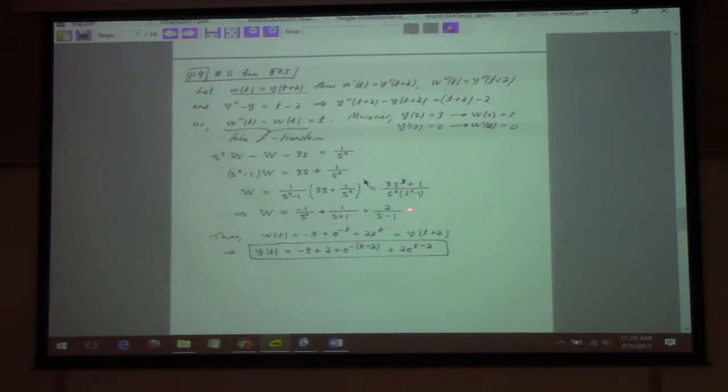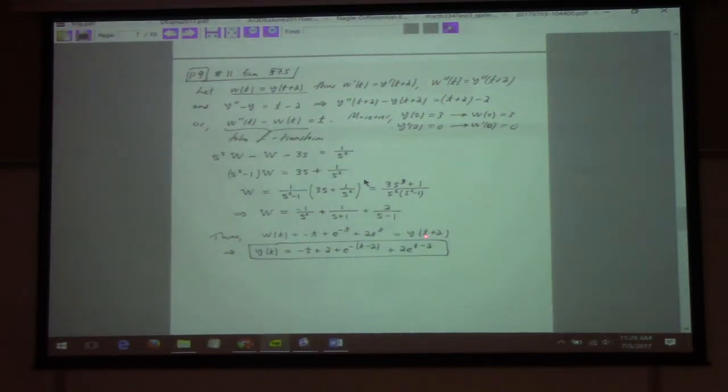But anyway, so here's the partial fractions. Then you take the inverse transform of that. That inverse Laplace transforms to minus t. Here you got e to the minus t. Here you got a 2e to the t. This is y of t plus 2. We're not interested in y of t plus 2. We want y of t. So then we have to trade our t for what?